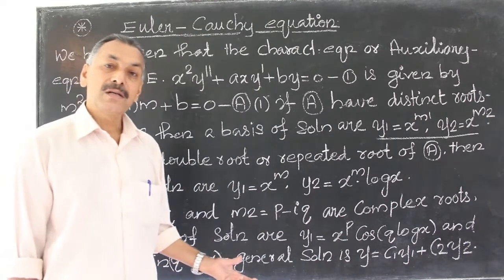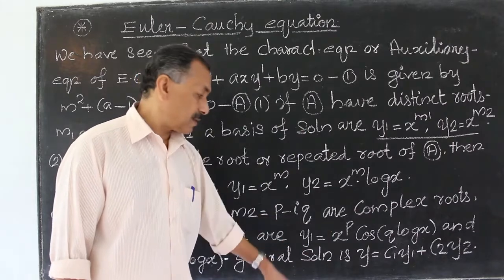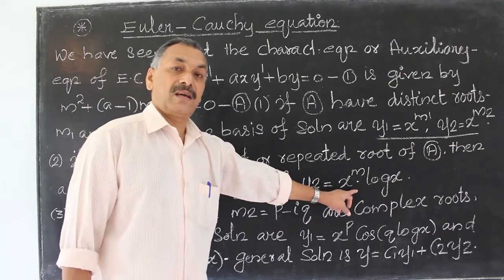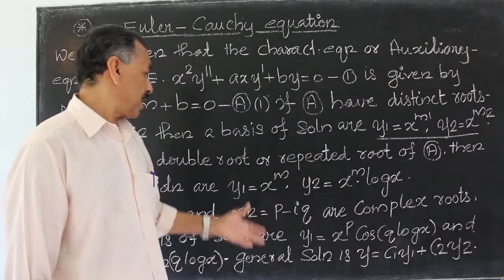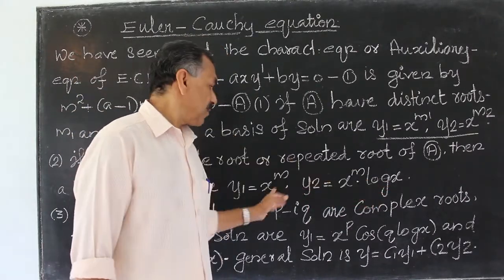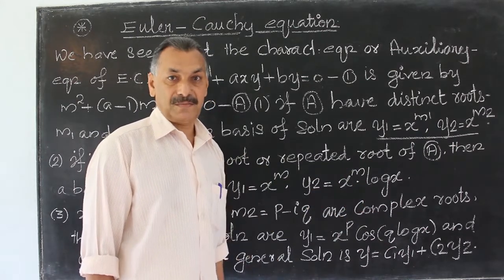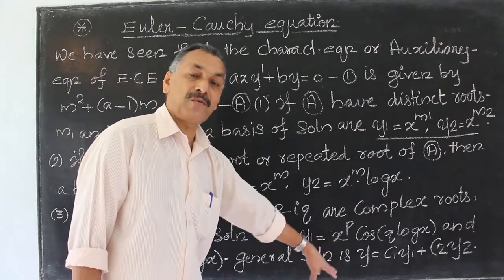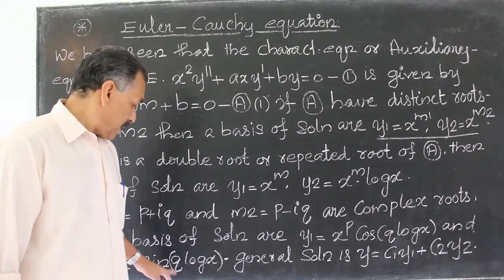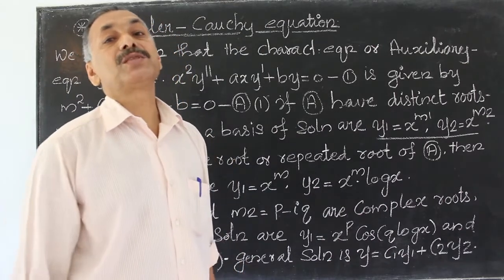Then what is the general solution? The general solution is given by c1 y1 plus c2 y2. In the repeated root case, y1 is equal to x raised to m, y2 is equal to x raised to m into log x. Then c1 y1 plus c2 y2, that is x raised to m into (c1 plus c2 log x). Okay? For the complex case, the general solution is given by y is equal to x raised to p into (a cos(q log x) plus b sin(q log x)), that is c1 y1 plus c2 y2.